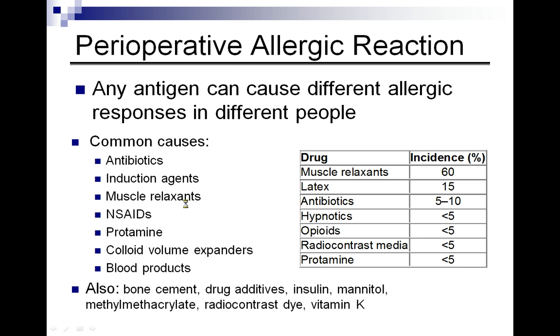Now, any antigen out there could theoretically cause an allergic response in somebody. The most common causes classically were thought to be antibiotics, but any drug, including induction agents, muscle relaxants, NSAIDs, protamine, colloid expanders, or even blood products, can precipitate an allergic reaction. And some of the recent data I've checked say that the three most common causes are muscle relaxants, latex, and antibiotics.